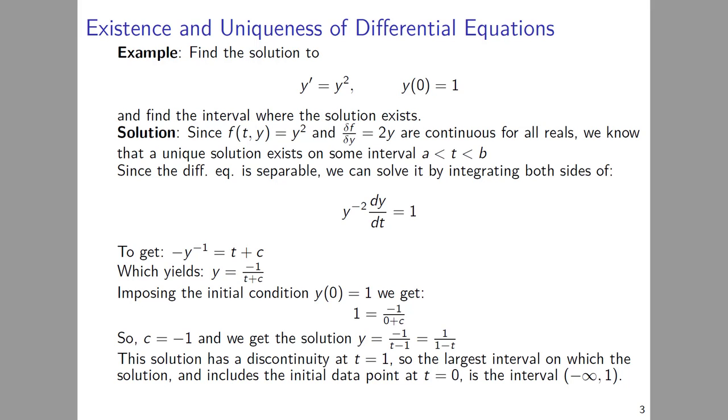So the existence and uniqueness theorem guarantees that the differential equation y prime equal to y squared with initial condition y of 0 equals 1 has a unique solution y equals 1 over 1 minus t on the interval from negative infinity to 1. We refer to this interval where the solution exists and is unique as the interval of existence of the solution. And we cannot guarantee that after this discontinuity, this function is still the solution or that it's unique.